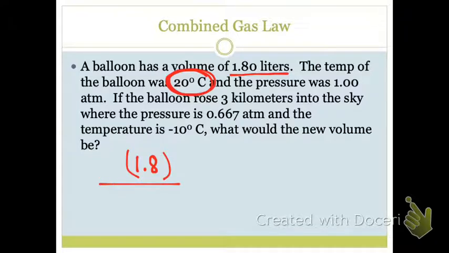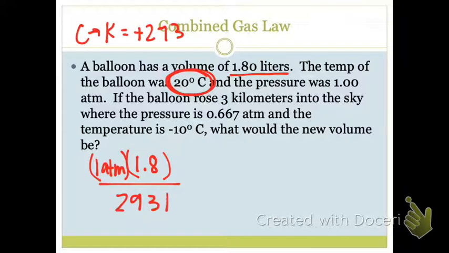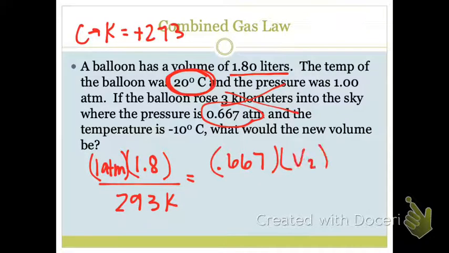The temperature of the balloon and the pressure was 1 atmosphere. So here's 1 atmosphere times V1 over T1. What's the conversion from Celsius to Kelvin? Plus 273. Good. So I'd have 293 Kelvin for my T1. The balloon rose 3 kilometers into the sky. Don't care. The pressure is 0.667 atmospheres. We're solving for V2. Temperature's 263. You see where that 263 came from? Negative 10 Celsius plus 273 gives me 263.